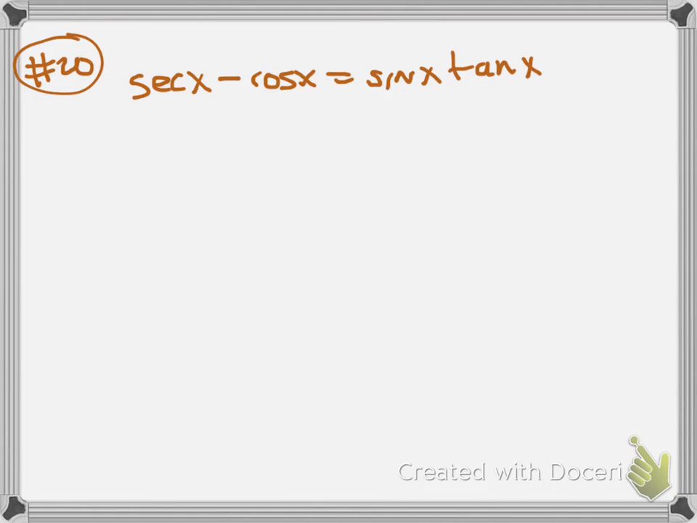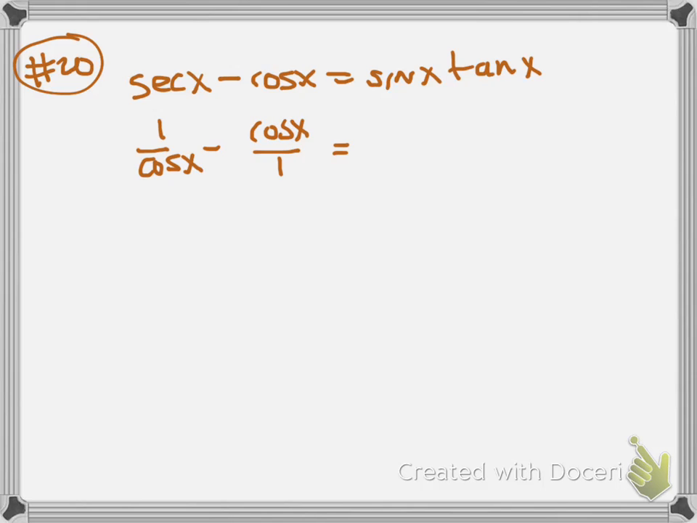Here we go. We'll look at number 20. Secant of x minus cosine of x equals sine of x times tangent of x. Again, hit pause right now and see what you can do. Stop copying my work, hit pause, and try to solve it. I'm going to start off by rewriting using my reciprocal functions. That's cosine of x over 1.